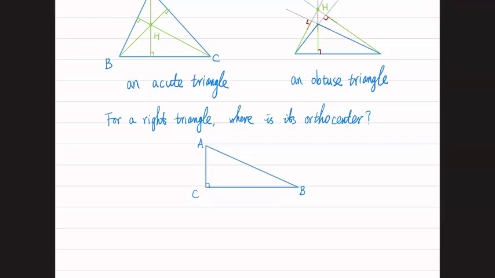Okay, so observation: AC and BC are altitudes. Because of this, C must be the orthocenter.